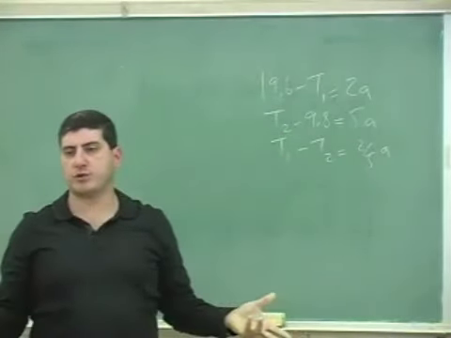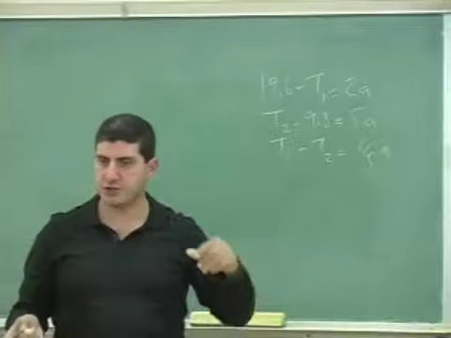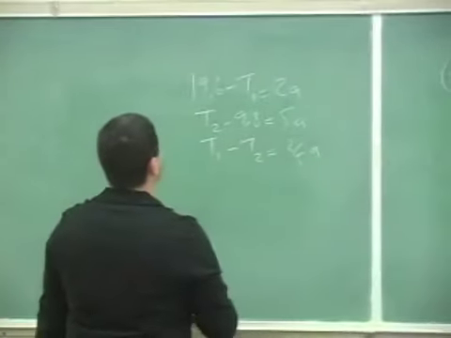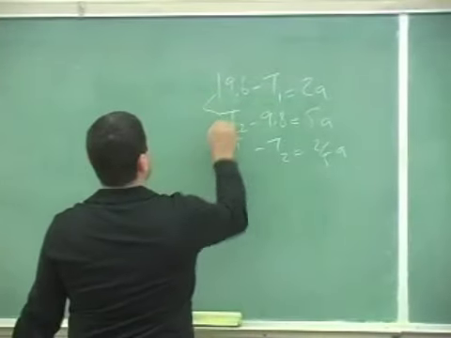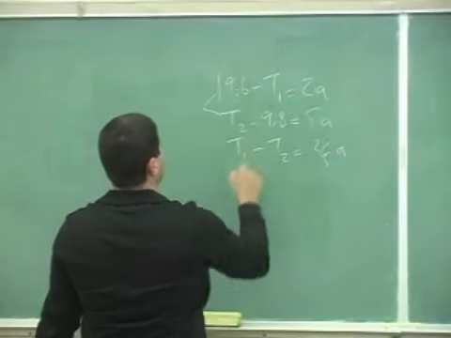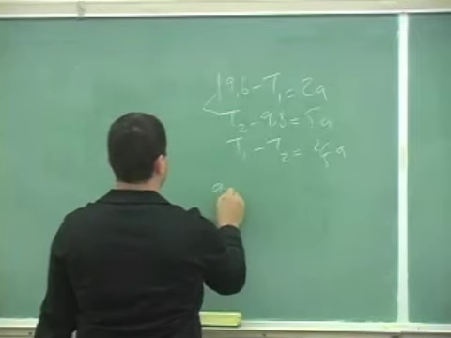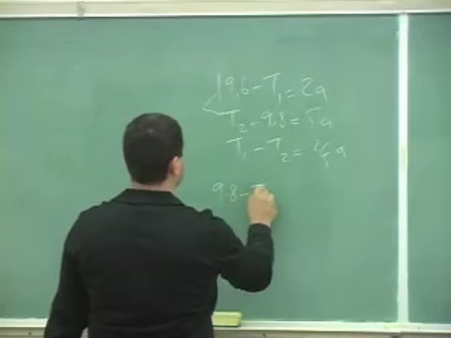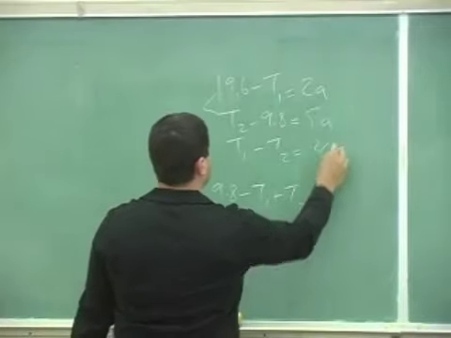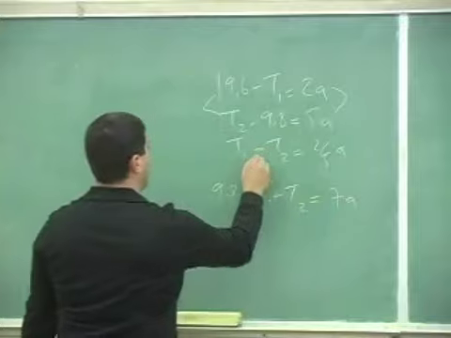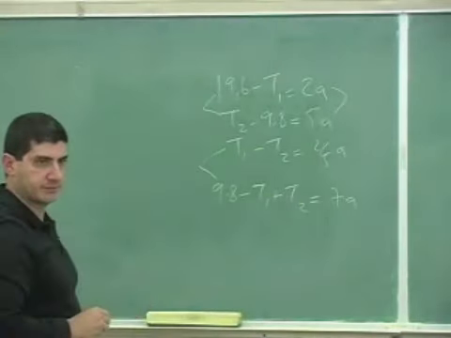Well, once you have 3 equations and 3 unknowns, you can solve this easily. Once you get the A, you can then answer any other question about the problem. We can add these 2 first equations. We end up with 19.6 minus 9.8 is equal to 9.8 minus T1 plus T2, and then add these 2 right ones, that's 7A. And then now add that to the third equation.